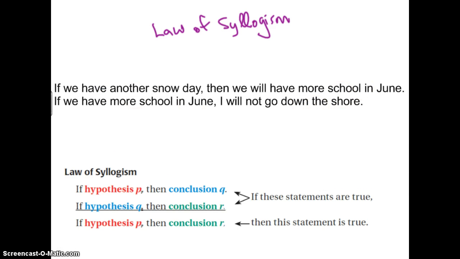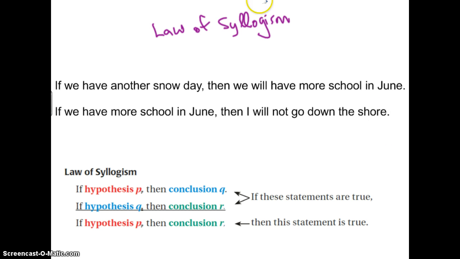So here we have two true conditional statements, or at least we're going to assume that they're true for the sake of argument. The first one is if we have another snow day, then we will have more school in June. And the second is if we have more school in June, I will not go down the shore. So just because these conditional statements are true, that doesn't guarantee anything's going to happen. For example, there's no guaranteed snow day. There's no guaranteed school in June. There's no guarantee that we're not going to go down the shore.